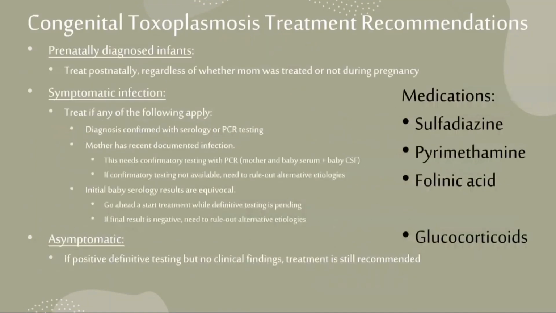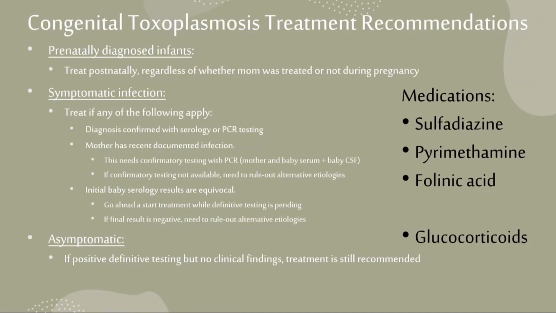So in congenital toxoplasmosis, treatment recommendations: if mom is prenatally diagnosed, you're going to treat postnatally regardless of whether mom was treated or not in pregnancy. If you have a symptomatic infection in an infant, so if they have the hydrocephalus, or active chorioretinitis, then you're going to treat if you have one of the following. If you have a diagnosis that is confirmed with serology or PCR, you're going to treat. If mom has a recent documented infection, then you need to go ahead and get confirmatory testing with PCR, and you're going to need mom and baby serum as well as baby CSF sent.